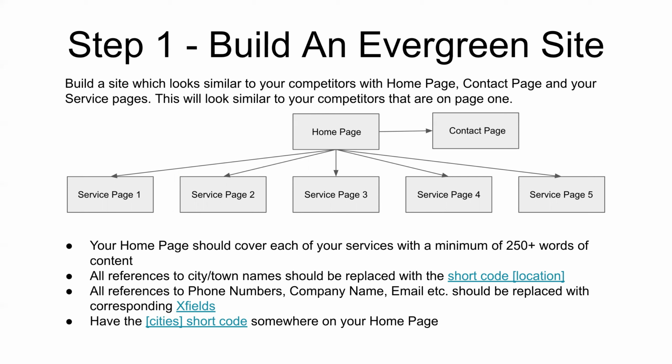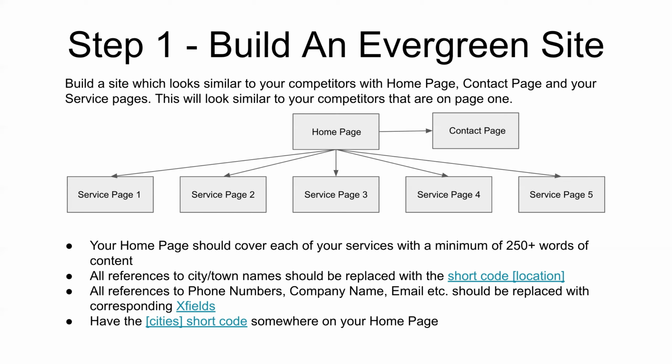As I mentioned, all references to your phone numbers, your company name, your email, and anything else you put in the X fields need to have the X field shortcode put in there, what you've created. So again, if you decide to change that for the next site, or you change your company name or something like that, it's quite easy just to change it in the one place under the X fields, and it populates throughout the whole of your site.